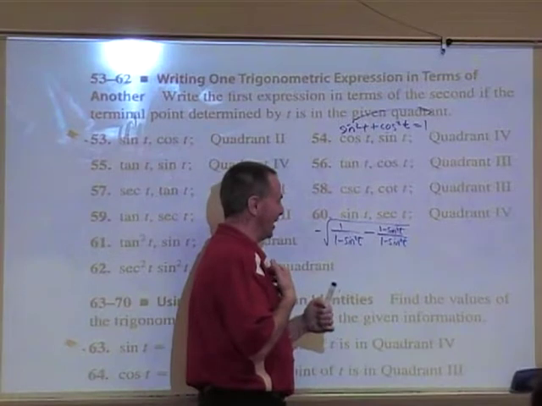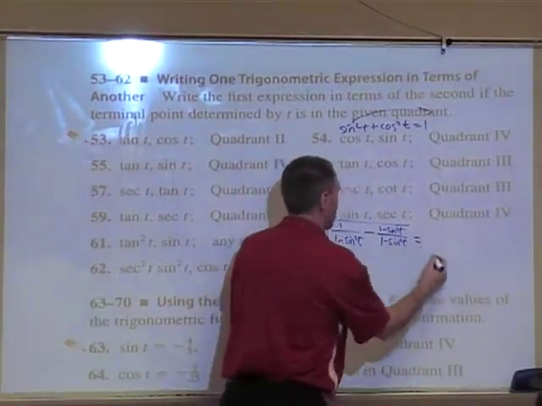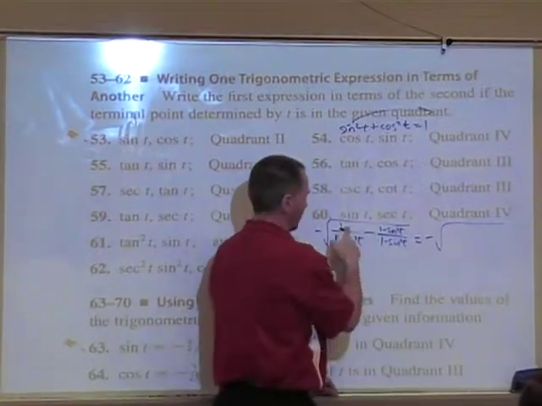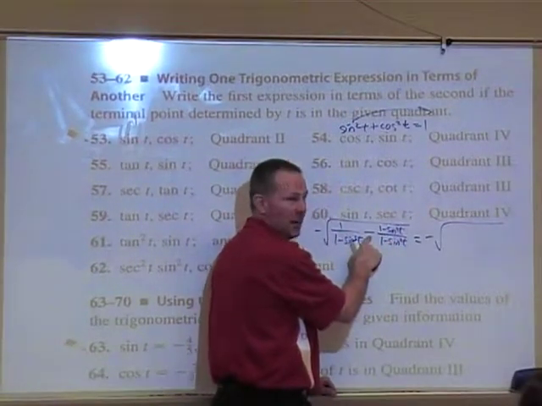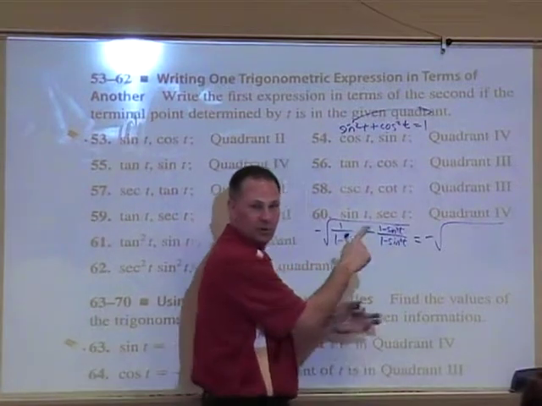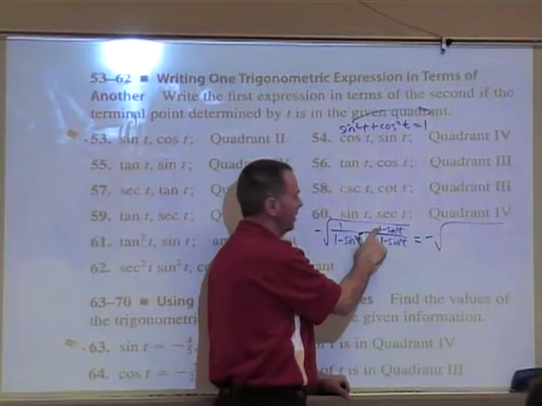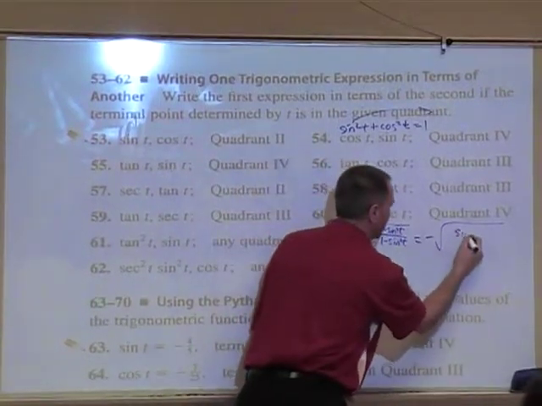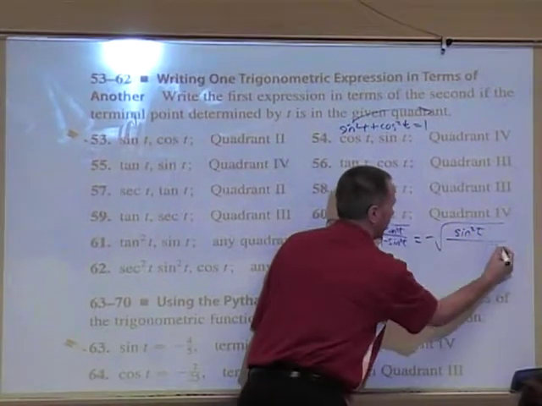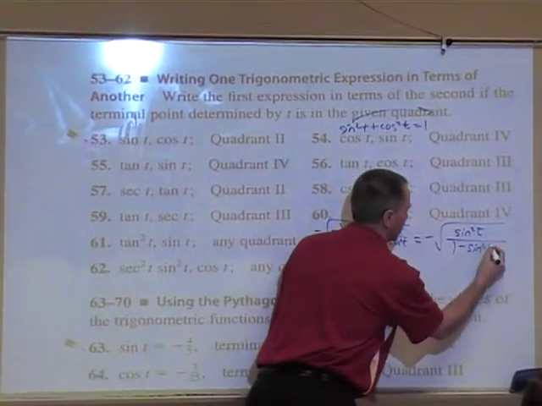Okay. Now I can combine these. I'm gonna write this over here. Negative square root. Now you got to distribute this minus sign through this part. Now watch what happens. We'll just kind of do this on the fly. 1 minus 1 is 0, and then a minus. So this is positive sine squared of t on the top. On the bottom, I have 1 minus sine squared of t.